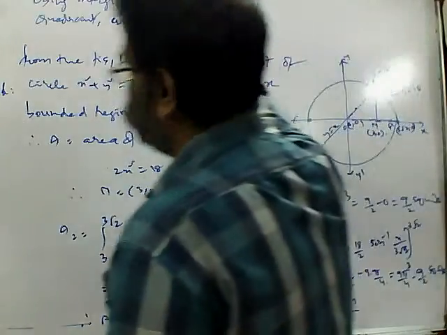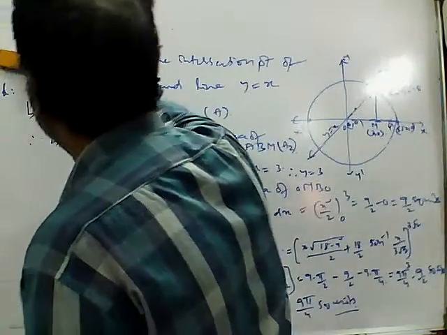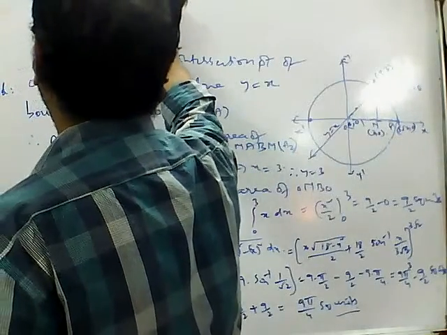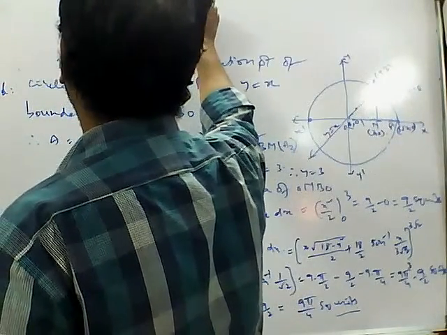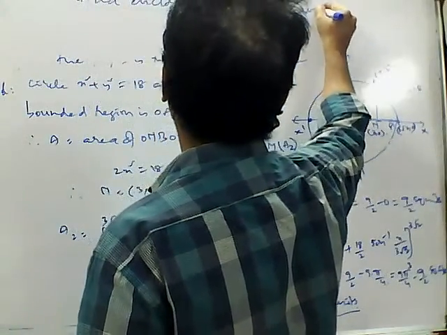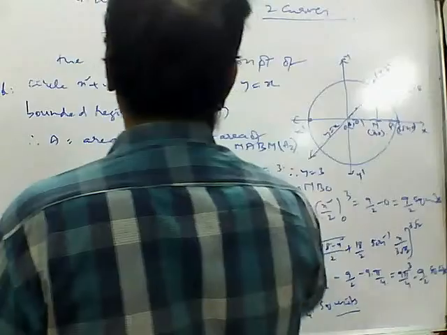Next, we'll go to the next part. Area between the two curves. Okay. Area enclosed between two curves. Again, it is the same only. There is not much difference.